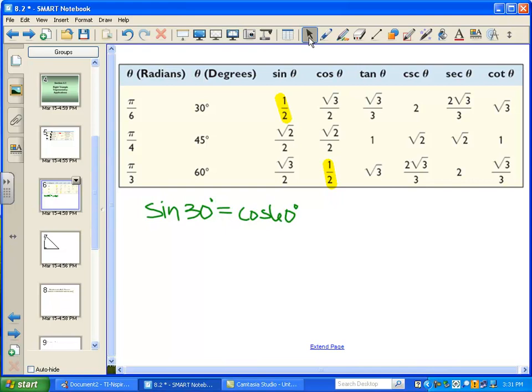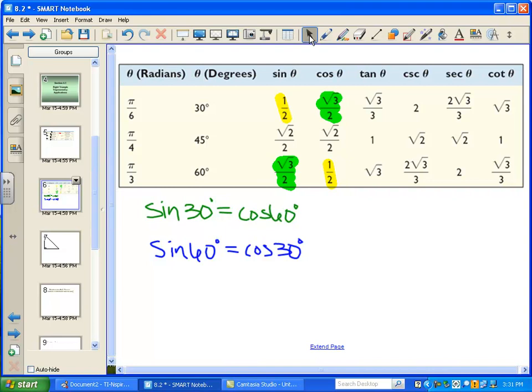Okay, and then we can spot some other ones here. Let's see, we've got the sine of 60 is equal to cosine 30. So the sine of 60 degrees is equal to cosine 30. So it looks like we've got something going on there with sine and cosine.